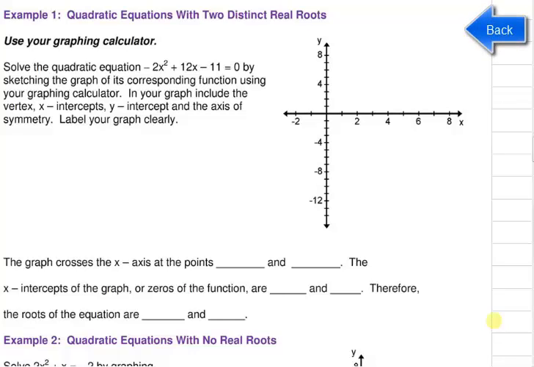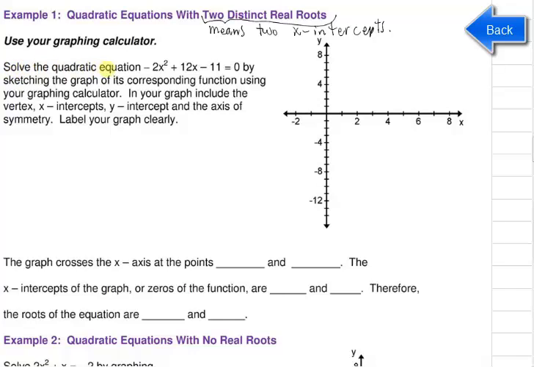In our first example, we're going to solve a quadratic equation that has two distinct real roots. What that means is that you have two x-intercepts. You're going to be using your graphing calculator, so if you want to go get that.